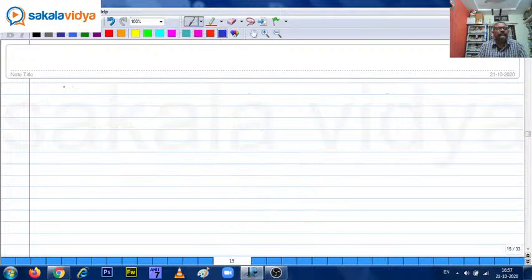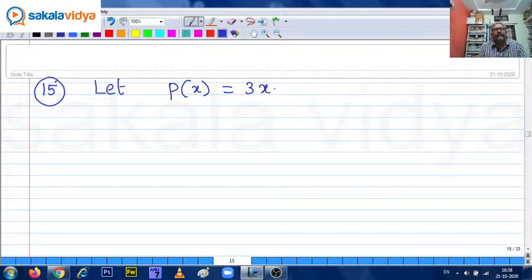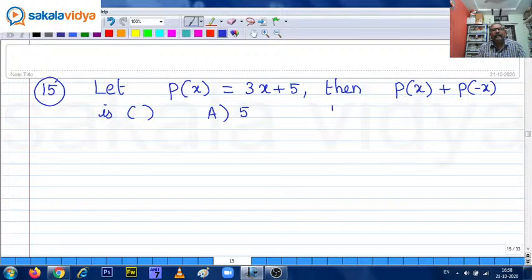So now the 15th question. Let P of x equal 3x plus 5. Then P of x plus P of minus x is: option A 5, option B 6, option C 10, option D minus 10. Which is the right option?